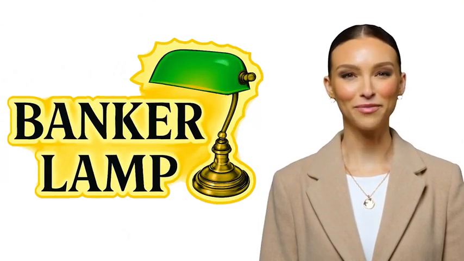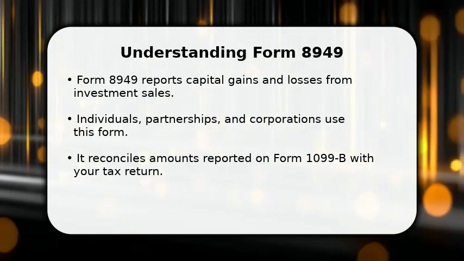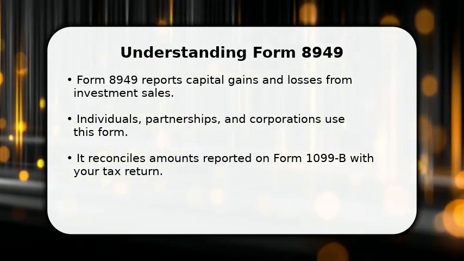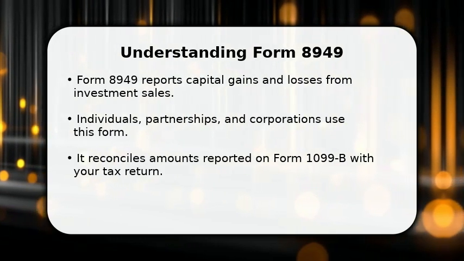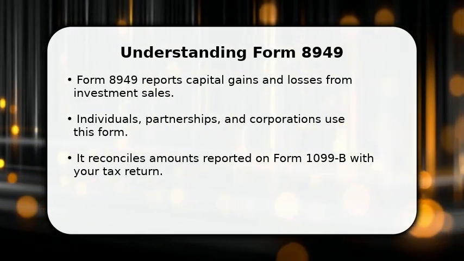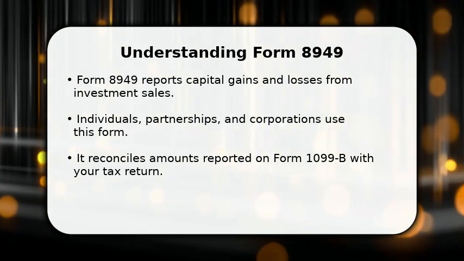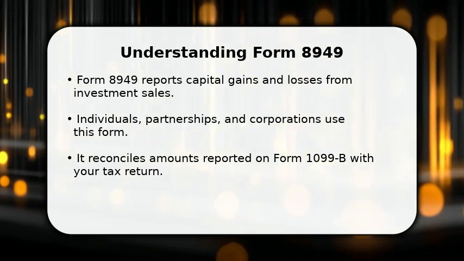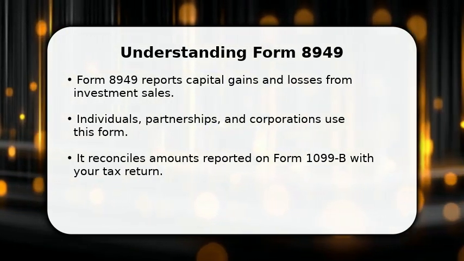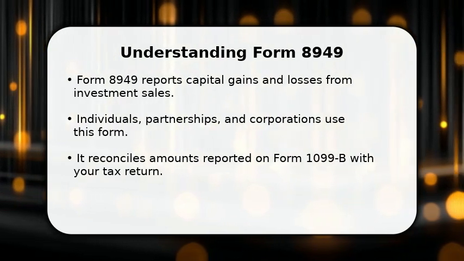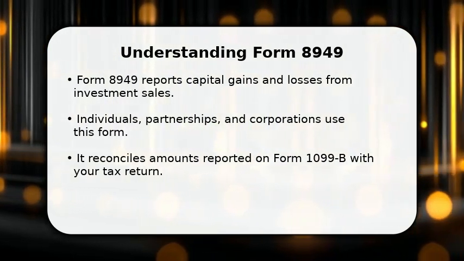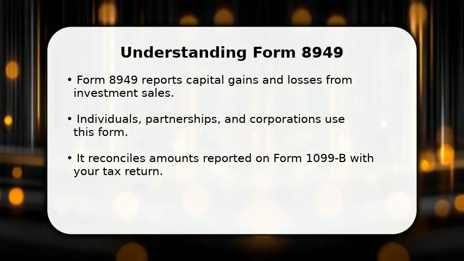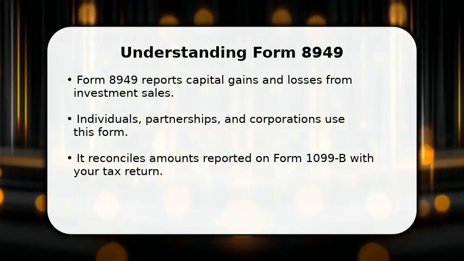Please enjoy the video. In this video, I will explain how to fill out Form 8949, a crucial document for reporting your investment gains and losses. This form helps the Internal Revenue Service reconcile your reported transactions with information from your brokerage. We will go step by step through its two main parts, covering both short-term and long-term capital asset dispositions. Understanding this form is essential for accurate tax filing, especially when dealing with various investment activities.